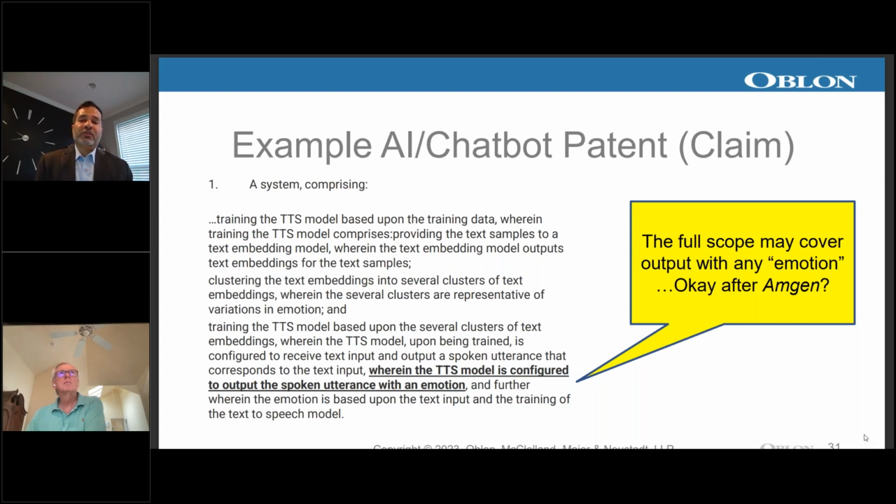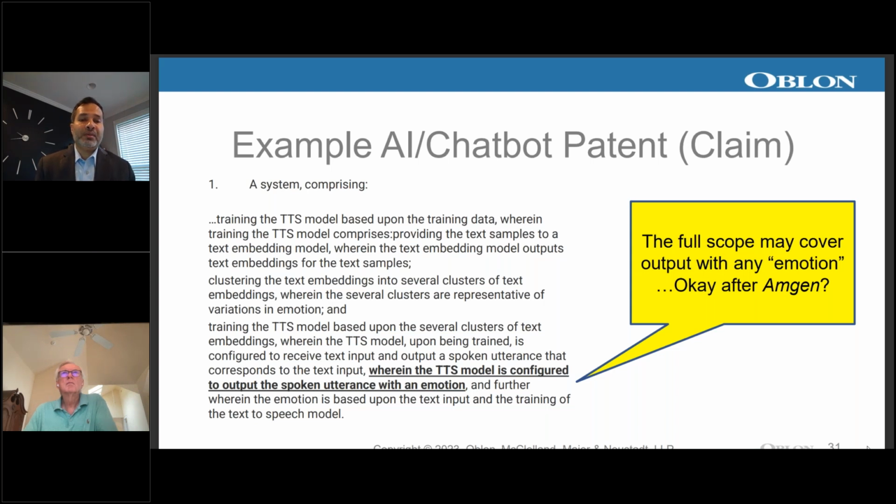After Amgen, you have to ask yourself, does a full scope cover output with an emotion, and did they enable that scope? And that's the kind of thing you have to be careful about in these new kind of technologies, especially AI, where when you're trying to mimic something that's human, these technical terms can be sort of lost in the translation. And we have applications that are applied for all over the world. They get translated into different languages. You're trying to take something that is a little bit hard to describe, make it technical, but then make your claim broad enough to describe what is a good, valuable scope for your client.